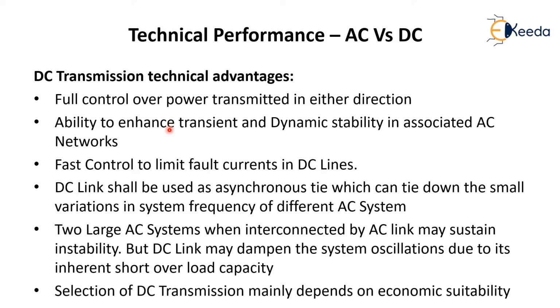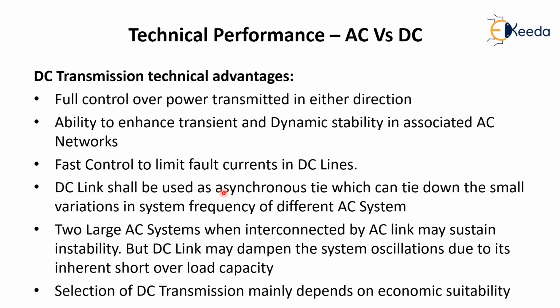The second important point is the ability to enhance transient and dynamic stability in the associated AC networks. An HVDC link is connected between two AC systems, so this HVDC link will support enhancing the transient and dynamic stability of the AC networks connected to it. The third important point is fast control to limit the fault currents in DC lines, which is not possible in HVAC lines. It will take longer to damp the oscillations and limit the fault currents.